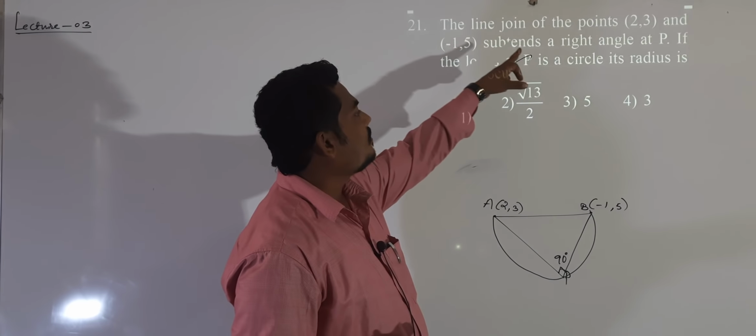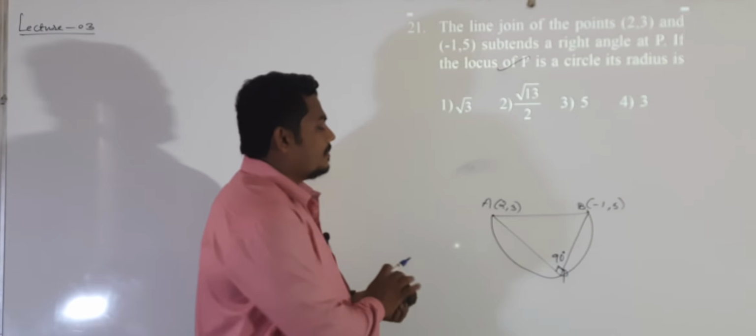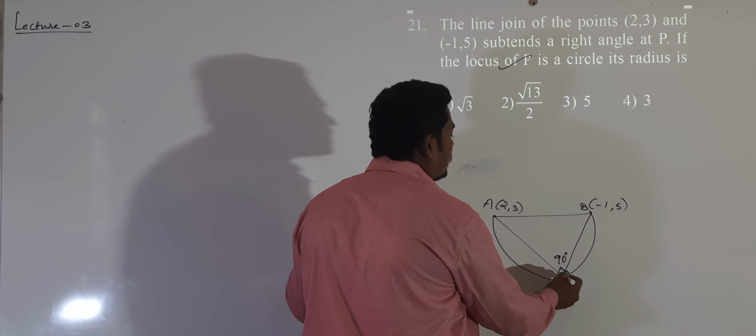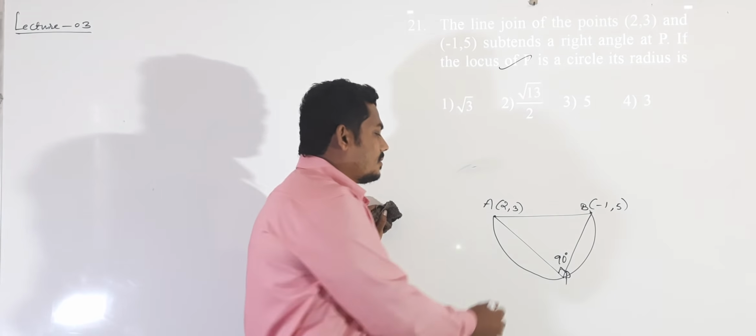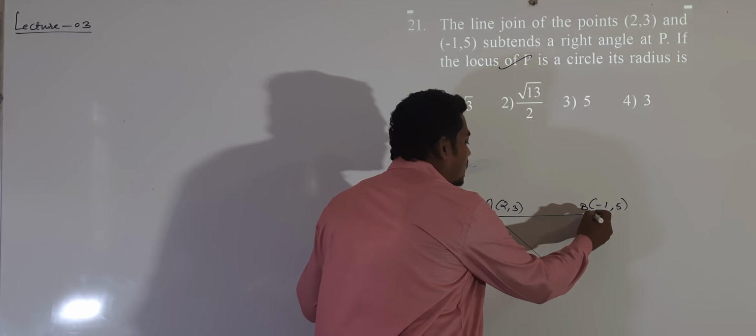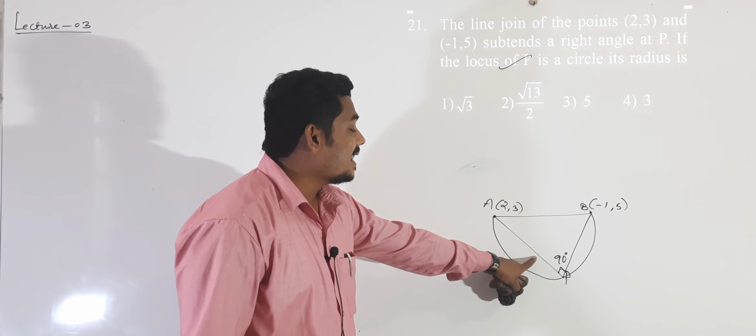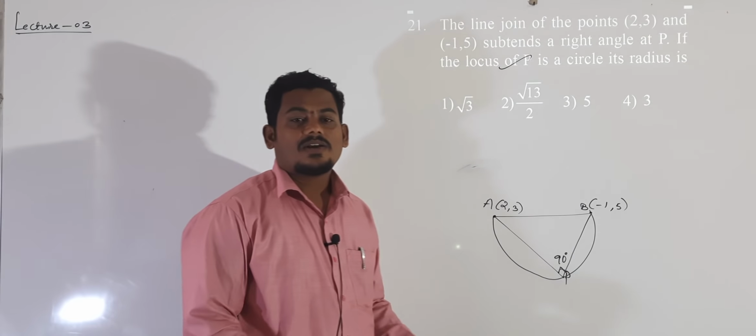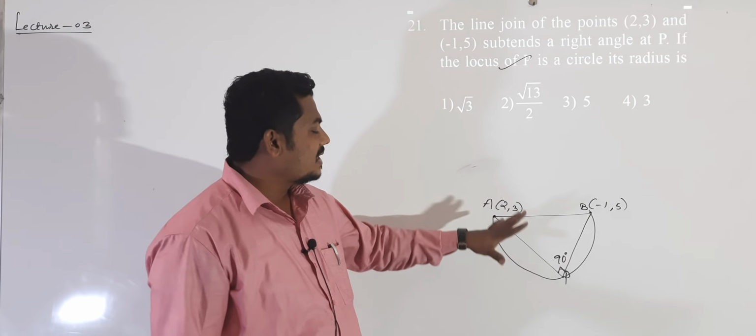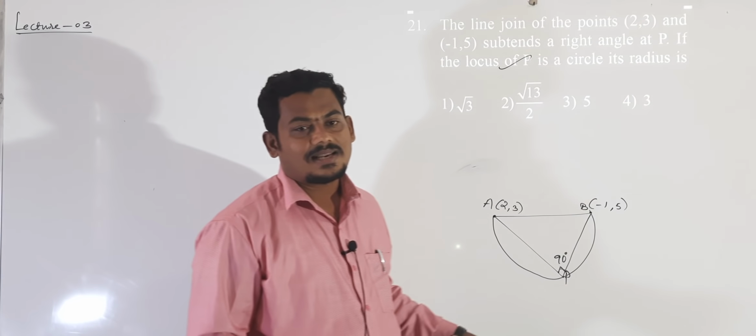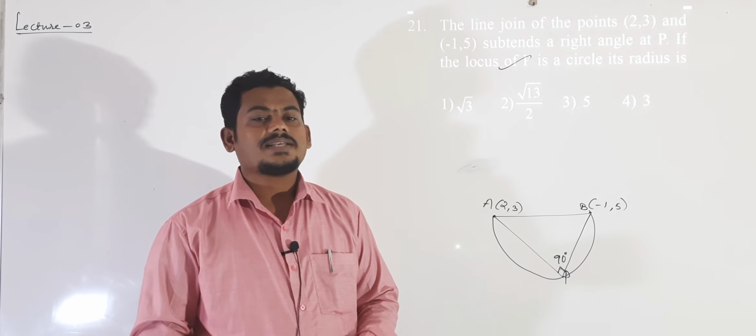What have they given? The line joining these 2 points subtends a right angle at point P, and already we know a triangle inside a semicircle is always a right angle triangle. This is a right angle triangle, so clearly this is a semicircle. What they have given is a right angle triangle, so clearly this is a semicircle. A triangle inside a semicircle is always a right angle triangle. It is one of the standard results.